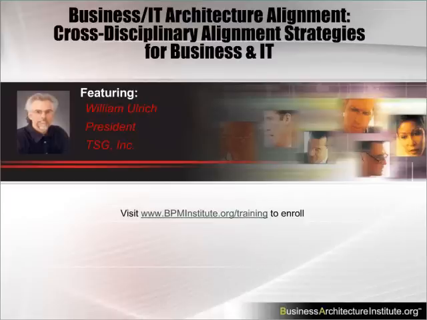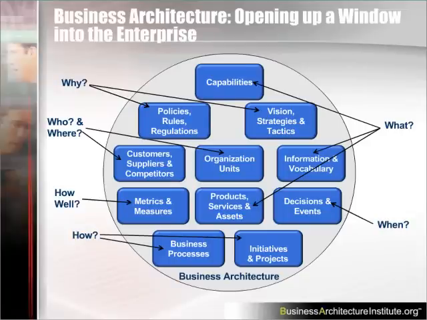Business IT Architecture Alignment, Cross-Disciplinary Alignment Strategies for Business and IT, provides attendees with an overview both of business architecture, IT architecture, and the important ties between business architecture and IT architecture. What we're looking at here is an overview of the business environment and the business architecture: capabilities, organization units, policies, rules, regulations, strategies, tactics that drive the activities in an organization, the customers and suppliers, the information, terminology, and vocabulary, of course, the products and services, decisions and events, initiatives and projects, and, of course, business processes.